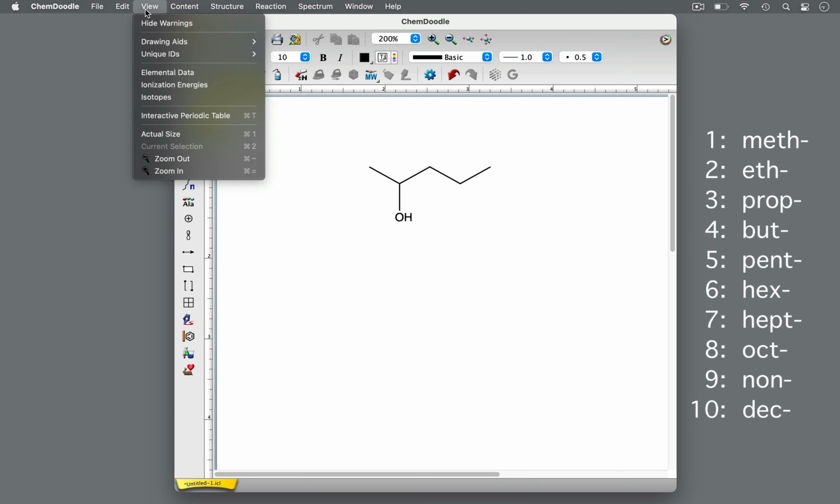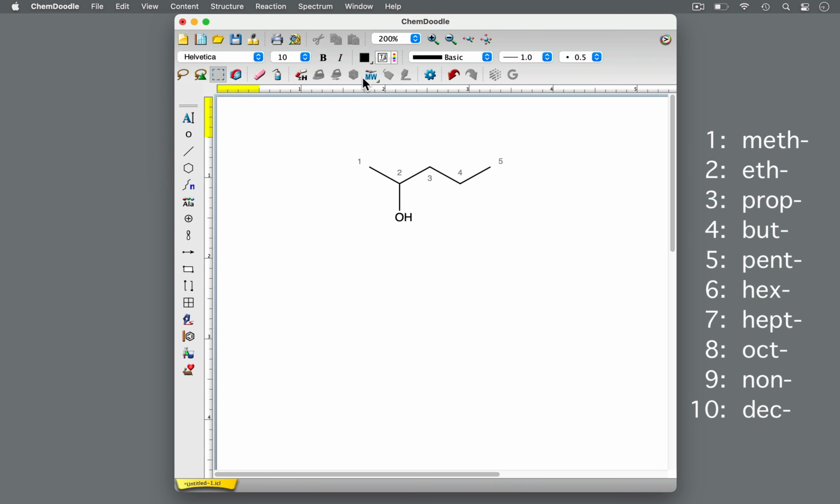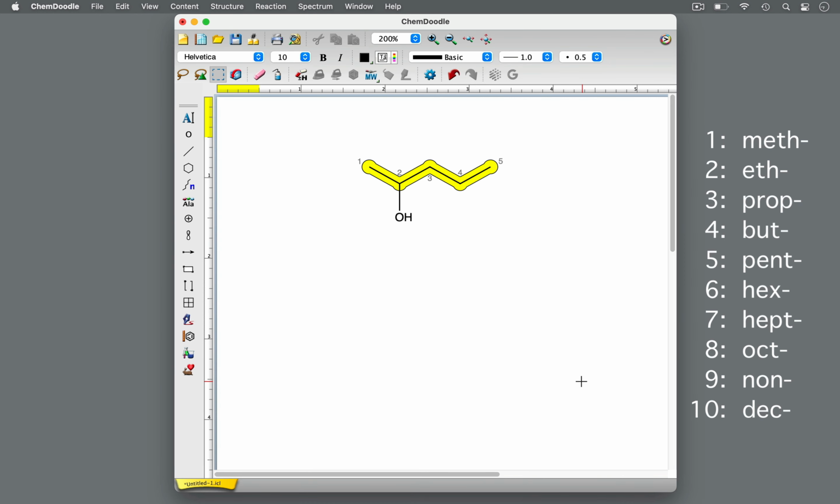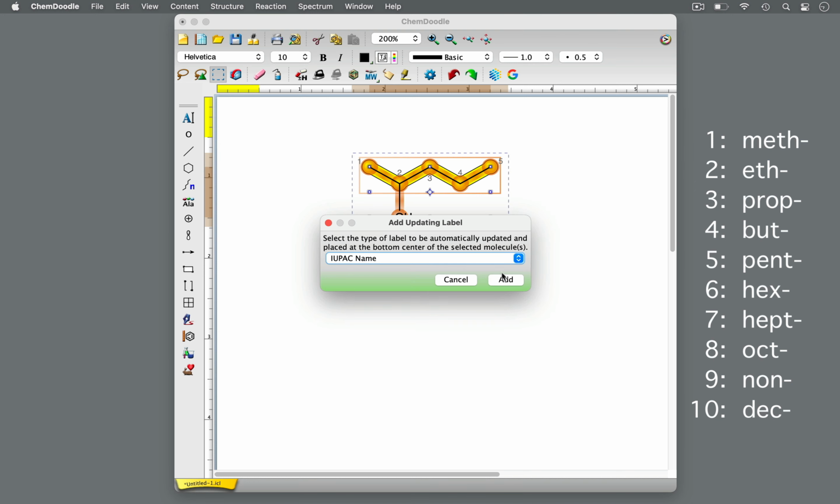Begin numbering the longest continuous carbon chain from the end closest to the OH group. This ensures that the hydroxyl group has the lowest number possible. In the alcohol seen here, the longest continuous chain has 5 carbons. Notice that numbering begins on the left so that the OH is on carbon 2, instead of carbon 4 when numbering from right to left. Then include the location as a prefix to the base name.